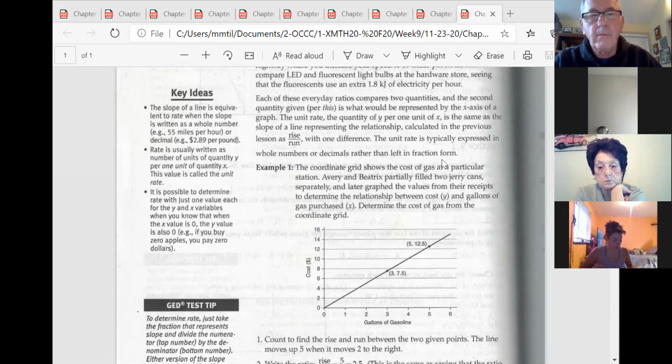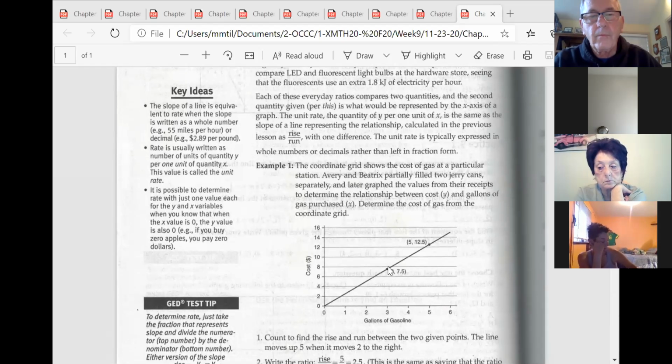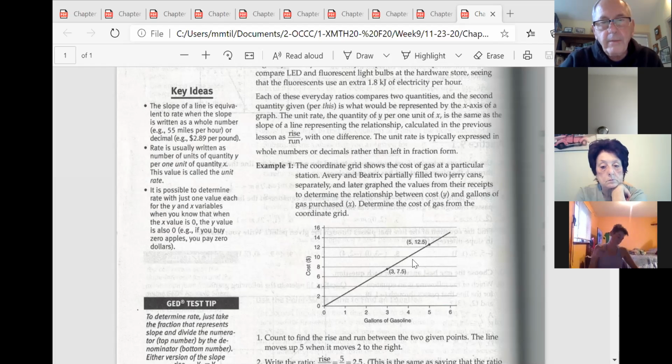And you do that by subtracting 5 from 3. And the numerator, you do 12.5 minus 7.5, and divided by the difference, 3. Right? It's just a rise over run. That's all it is. It's the delta y over the delta x.